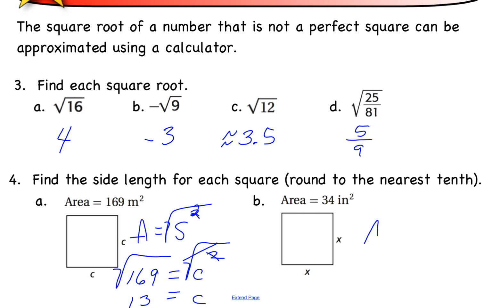Over on the other side, we know the area is 34. So we're going to take the square root of 34. And let's see. Didn't do that one in advance. Looks like about 5.8. So use your little approximation symbol.